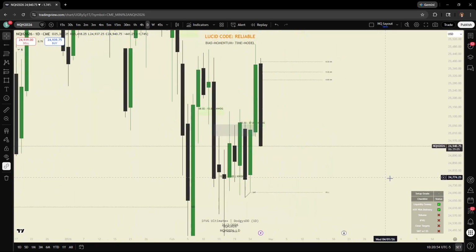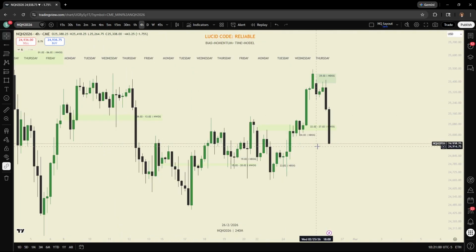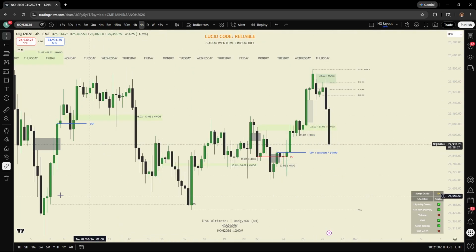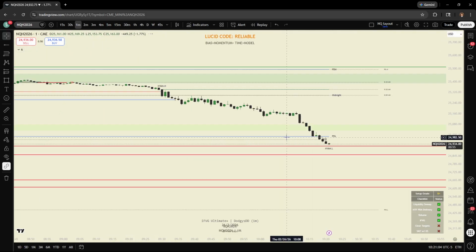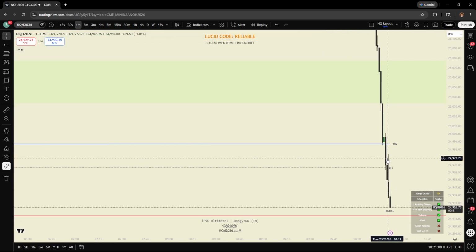NQ down almost 2% on the day. Wiped out yesterday's move completely. Pretty crazy. I don't see how this is going to stop. We just IOFED the last gap. Dumped another 50 points.